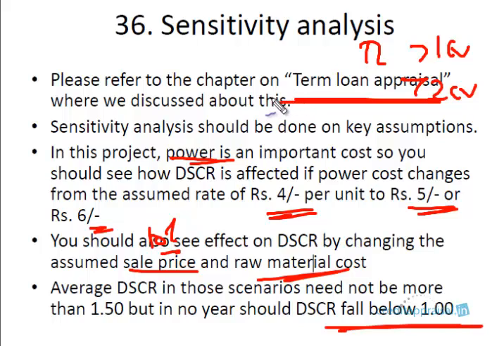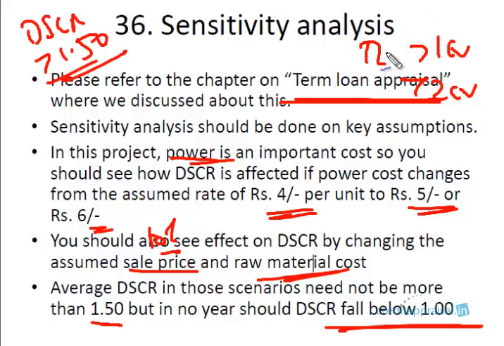For sensitivity analysis, DSCR need not be greater than 1.50, but at least it should be greater than 1 for all years. Base case DSCR should be greater than 1.50. But in sensitivity analysis, say scenario 1, scenario 2, scenario 3, because we are looking at adverse scenarios, it's okay for DSCR to be less than 1.5, but definitely it should be greater than 1. In no case should it be less than 1.